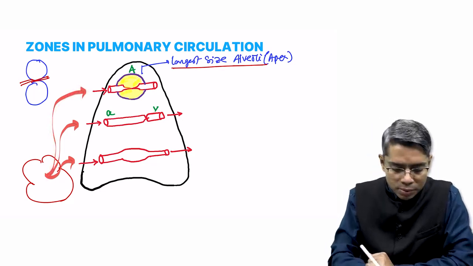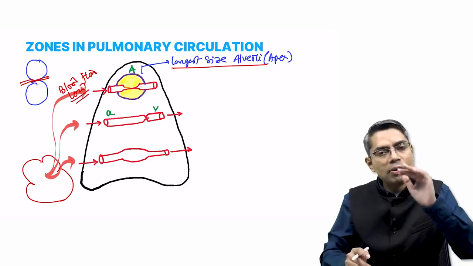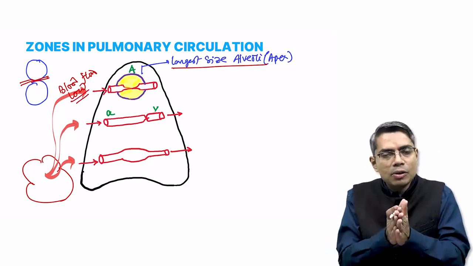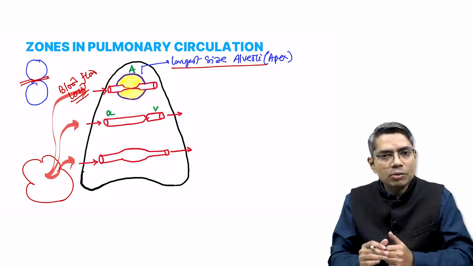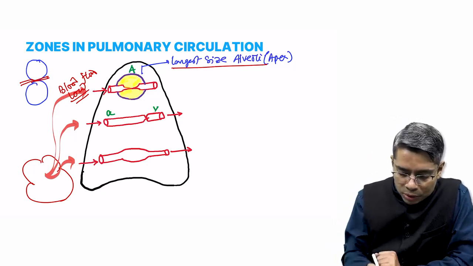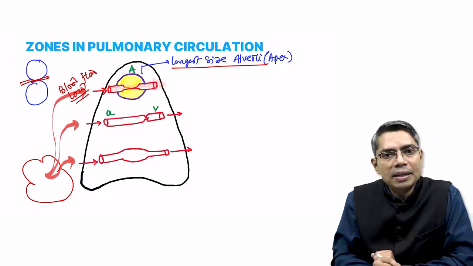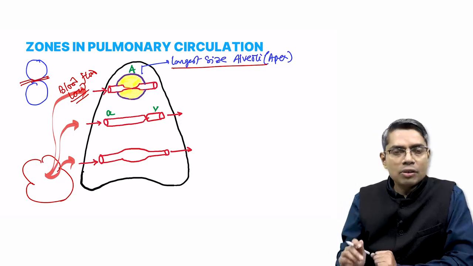So, look at the blood flow to the apex of the lung. What is the blood flow volume? The blood flow is less, low. So, blood flow is low plus capillaries are compressed because of the alveolar expansion. So, what is going to happen? The blood is not going to flow through this region of the capillary which is there in the extreme apex. Why is the blood not flowing?